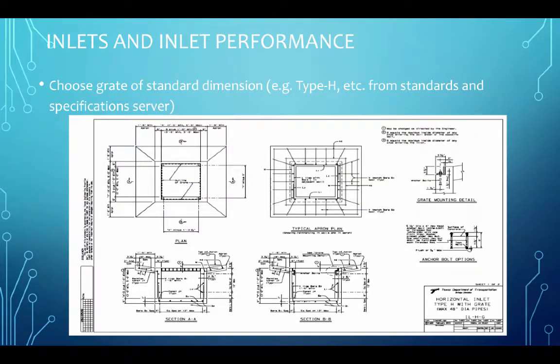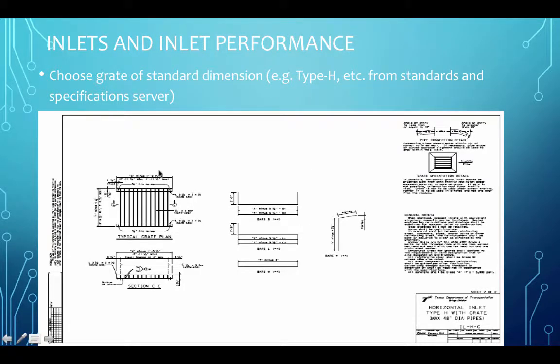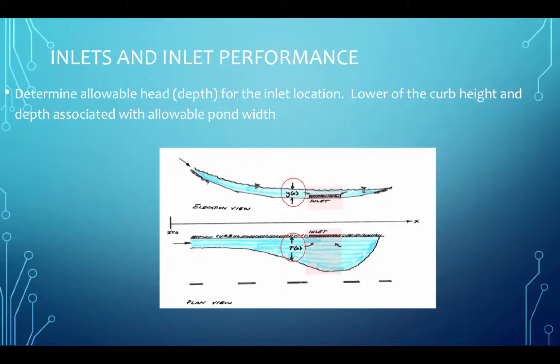width of the opening. Here's standards for drop inlets. It's not important that you be able to read these. The point is there are fairly elaborate holes in the ground. There are vault boxes that connect to pipes. It has some specifications on the grating system to make it traffic safe so that wheels don't fall in. And then for an inlet like that, it's placed in a sag condition, and the lower of the curb height and depth associated with allowable pond width is what we designed for.